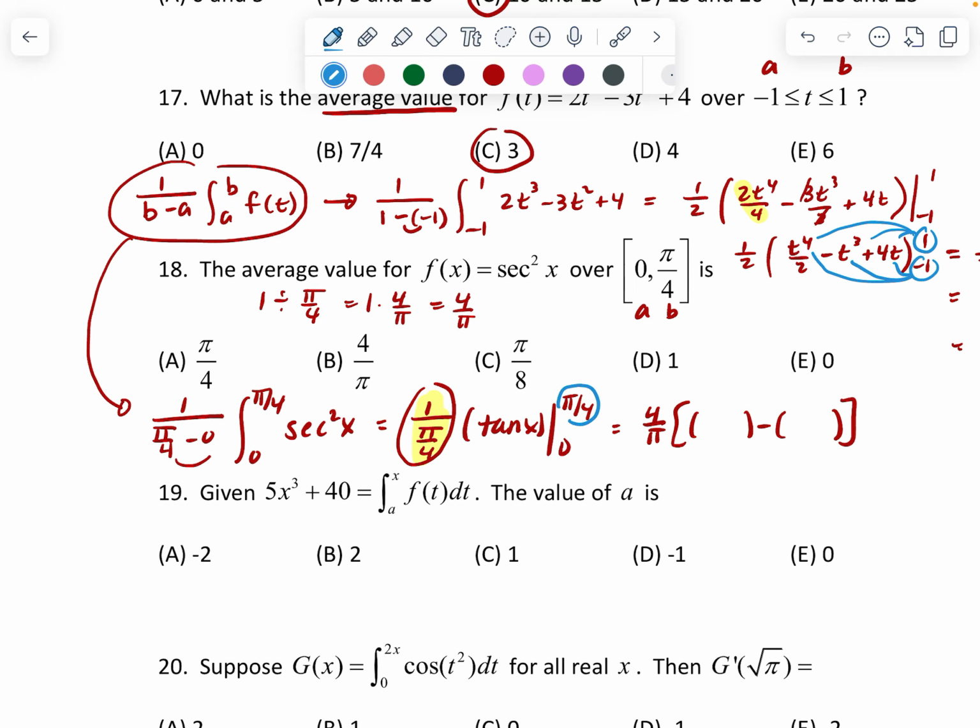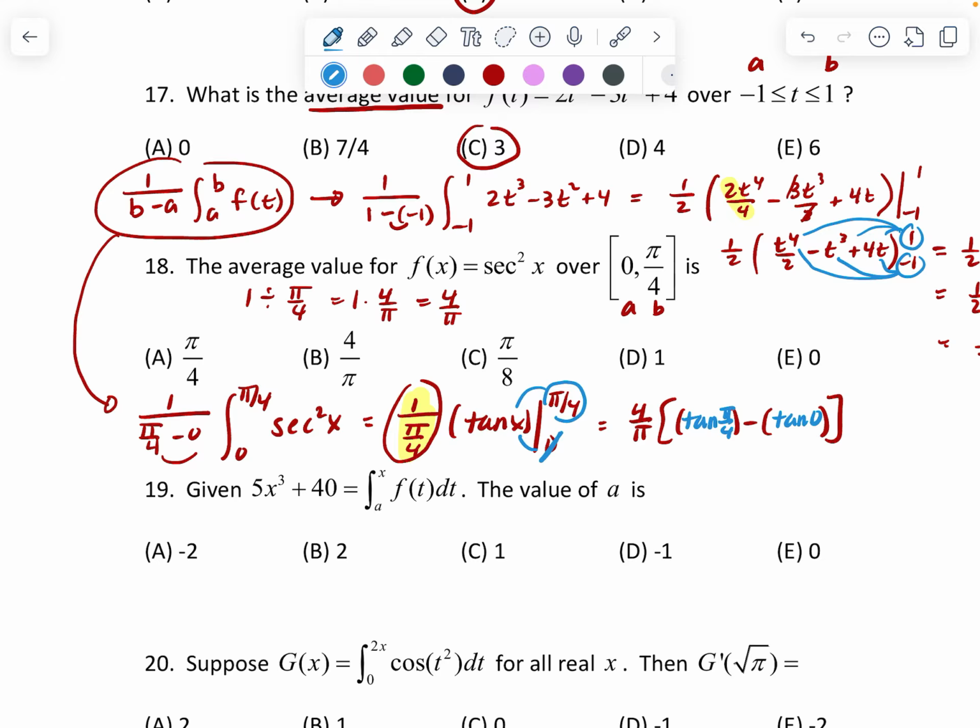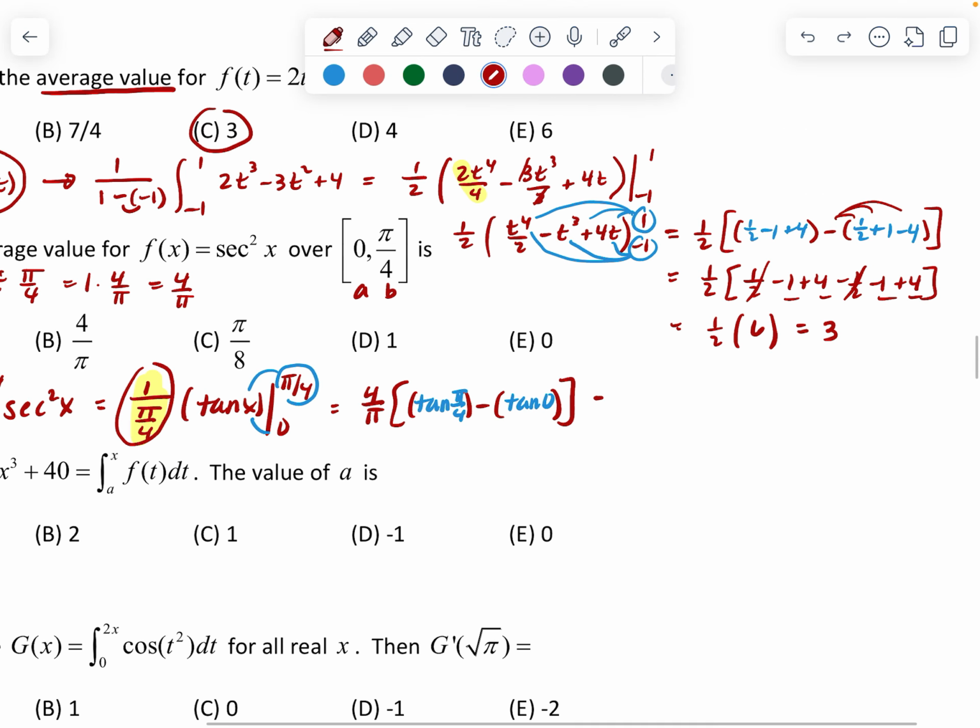So plugging in the pi over 4, that's going to be tangent of pi over 4. And then this is going to be the tangent of 0. Be careful with trig functions. I know that we're just crossing the 0 out all the time, but don't do that if it's a trig function because it may not actually be 0. So what do we get here? This is going to be 4 over pi. The tangent of pi over 4 is 1, and the tangent of 0 is 0. So then 4 over pi times 1 is just going to be 4 over pi. So you're going to have B.